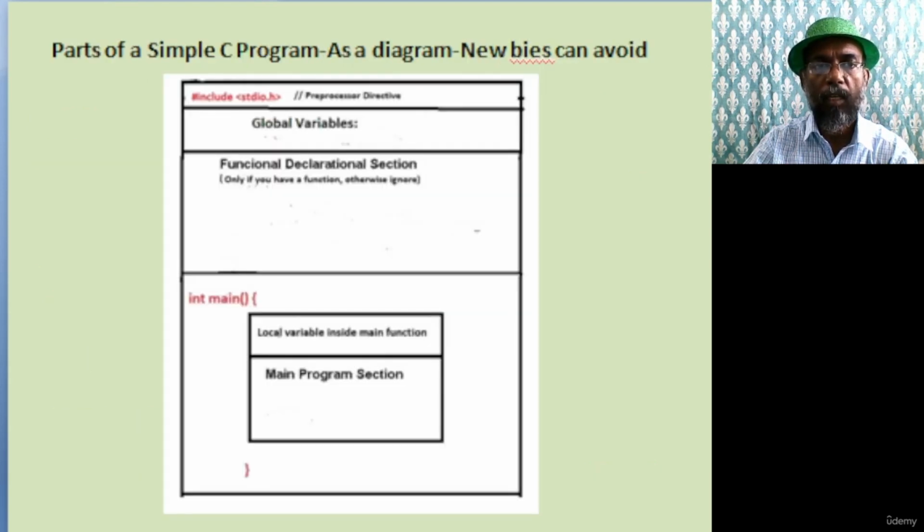Slide 3. Parts as a diagram. If diagrams help you learn, this is for you. This slide visually shows the skeleton of a C program. But if this feels too complex now, skip it. You will revisit it later with ease once you start writing programs regularly. Sometimes skipping is also smart learning.